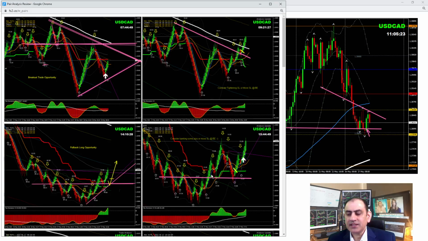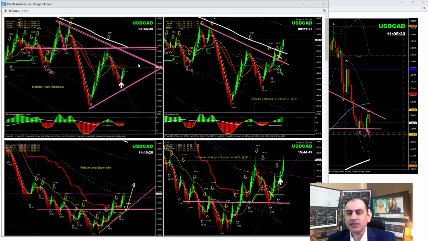So yesterday we took a long trade here, a counter long trade here. This morning, I did this analysis, explained to my traders, let the market break out.